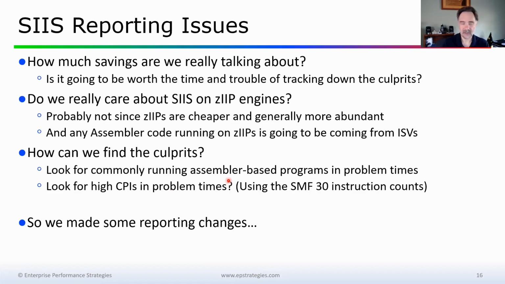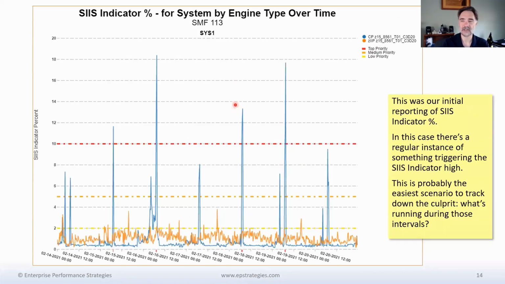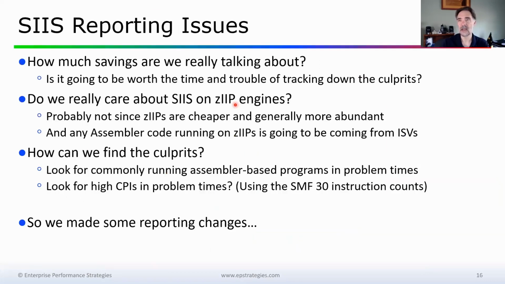And the other thing was, I did this for both the zIIPs and the CPs. That's interesting, and in fact, the CPs had very low SIS indicator percentages. And that's been pretty much the case across the board. We really don't see much of an issue with the zIIPs. And even if we do see a little bit of an issue with the zIIP, do we care? Well, the answer is probably not, because the zIIPs are cheaper for us.